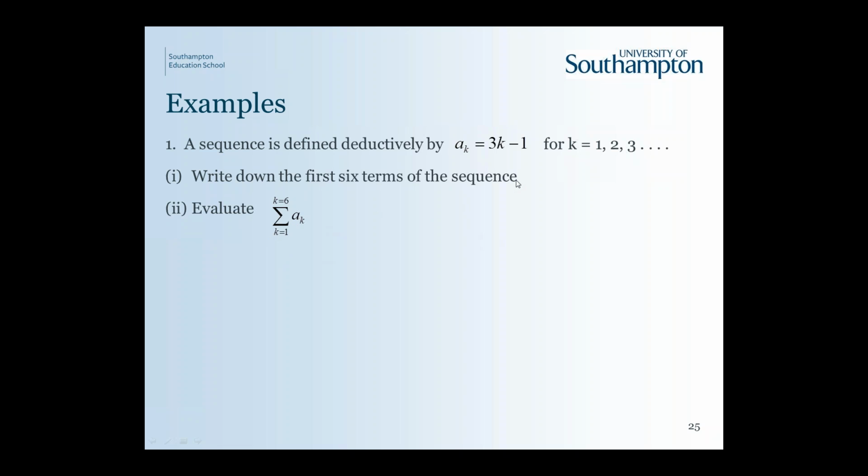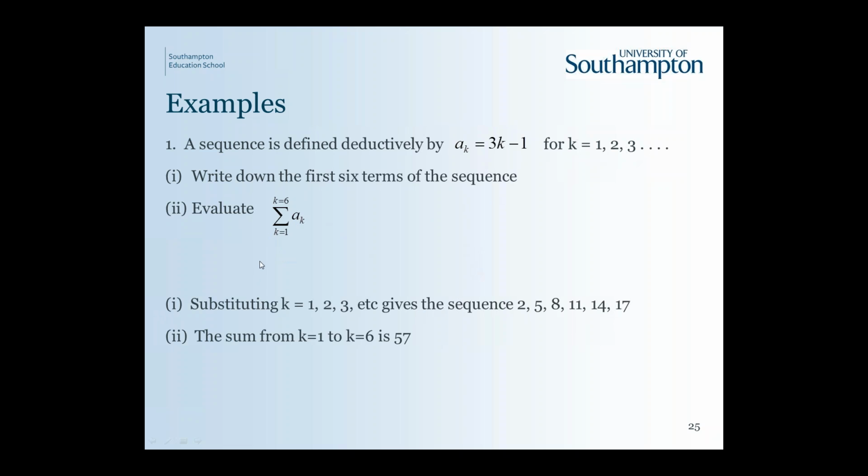So the first 6 terms of the sequence, you just substitute in each of these. So 3 times 1 is 3, minus 1 is 2, and so on. So substituting in, we get this sequence. Is that all right? Is it just this bit? Yeah. So this bit, have I typed it? No, I haven't. Right, I'm going to type it.